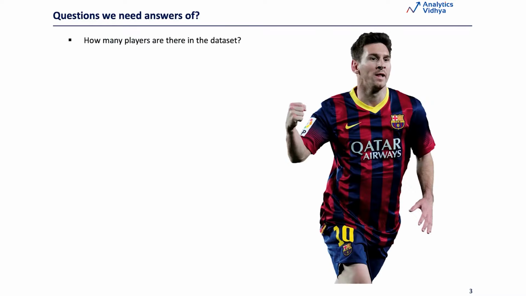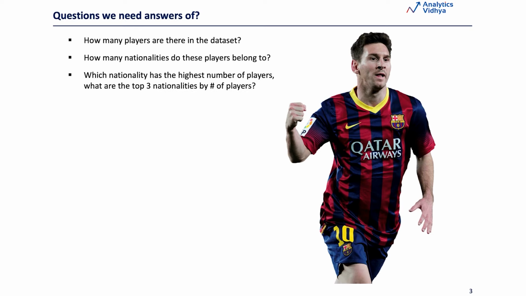So let's see the kind of questions we want to get answered from this data, which is our FIFA 19 dataset. Some questions are basic. First question is, how many players are there in the dataset? Then, how many nationalities do these players belong to, or which nationality has the highest number of players, what are the top 3 nationalities by the number of players. So basically I'm trying to explore the dataset. I'm trying to see how many players are there, what's the distribution of nationalities out there.